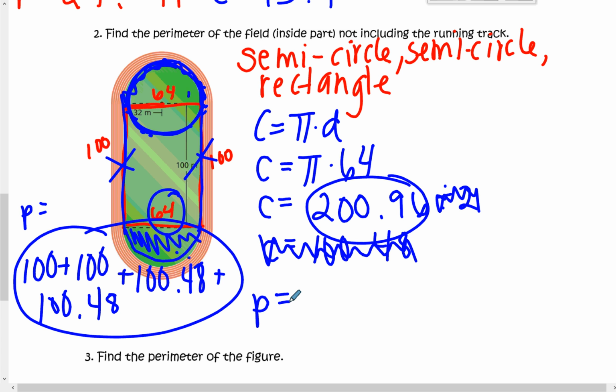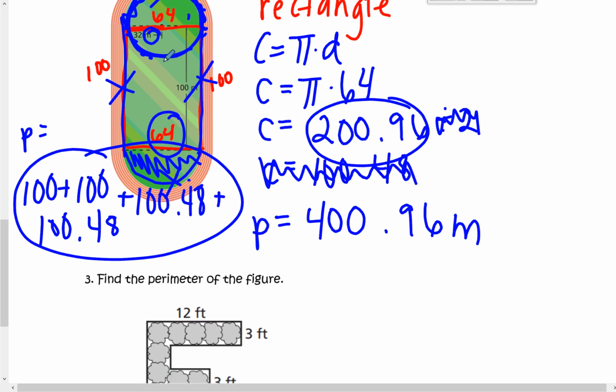So our perimeter is going to equal 100 plus 100 plus 100.48 plus 100.48, or 100 plus 100 plus 200.96, and we are going to get 400.96. Look at those units, meters. We have now found the perimeter of all sides of the shape. All right, let's move on to example number 3.